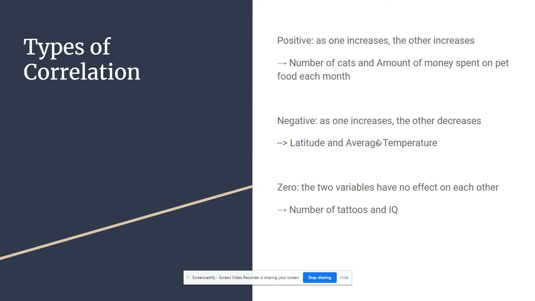And then some cities have a very high latitude. They're very far up north or very far down south, like Antarctica. And they have a very low average temperature. So these are oppositely related.